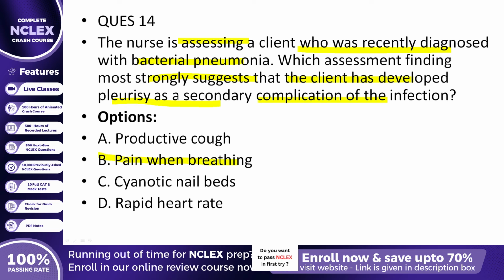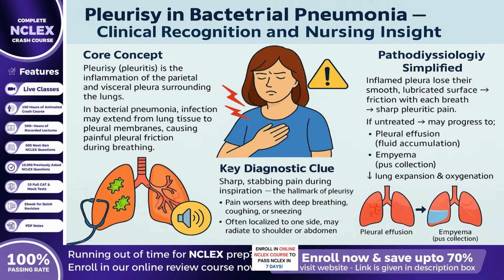Pleurisy, also known as pleuritis, is an inflammation of the parietal and visceral pleura, the thin membranes surrounding the lungs and lining the chest cavity. When these pleural layers become inflamed, they lose their smooth, lubricated surface and begin to rub against each other with each breath. This friction causes sharp, stabbing pain that intensifies with deep inspiration, coughing, or sneezing. The pain is often localized to one side of the chest and may radiate to the shoulder or abdomen.